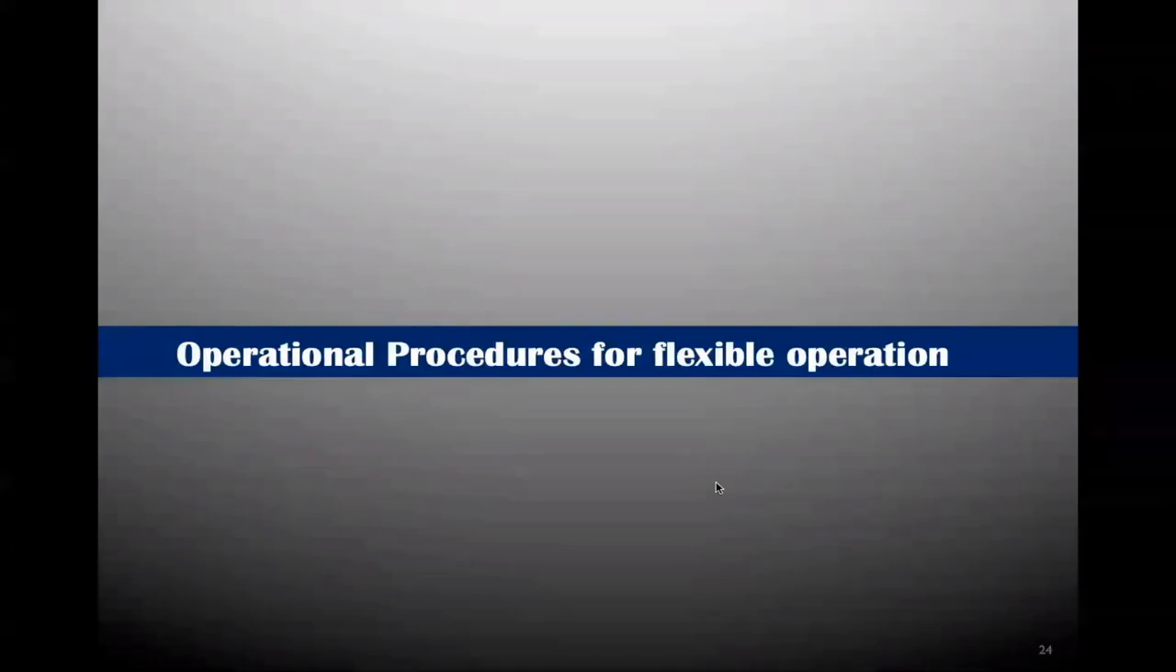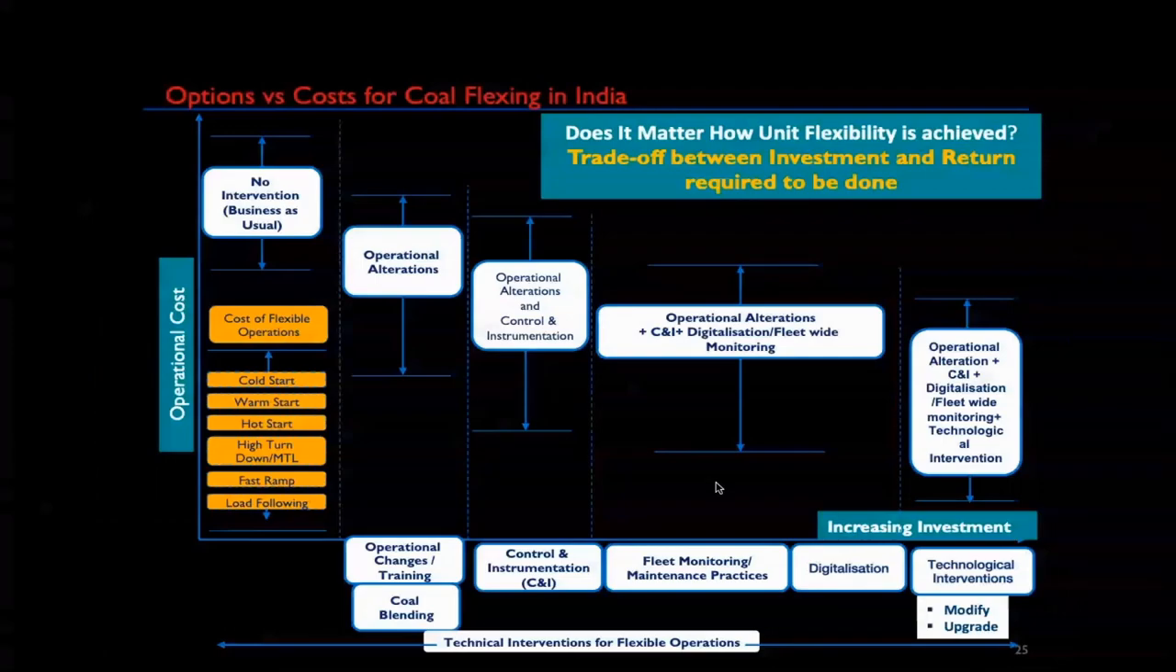Now I'll talk about some of the operating procedures. In brief, I'll discuss this. When we're analyzing what needs to be done, we don't have the luxury of investing money in the power plants. Already, they are not in a very good shape, and with private IPPs, if you tell them to make some costly retrofit, that is not a good idea. So when we analyzed these things, by these two things, a lot can be achieved.